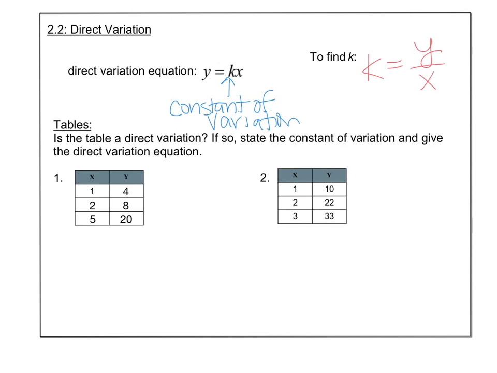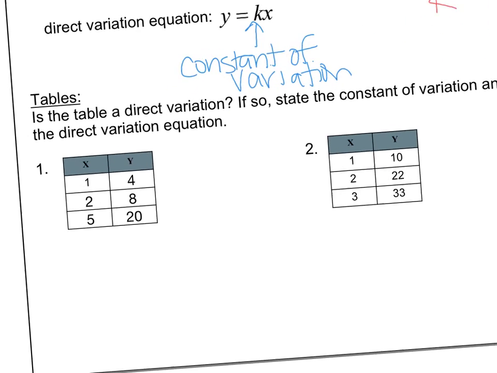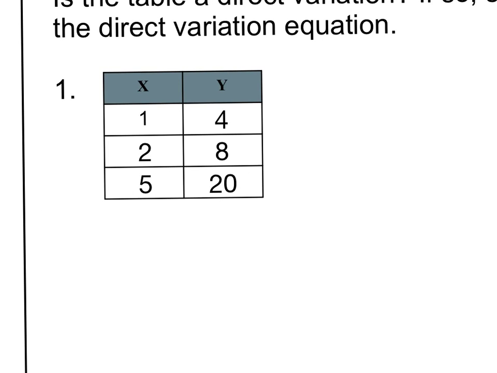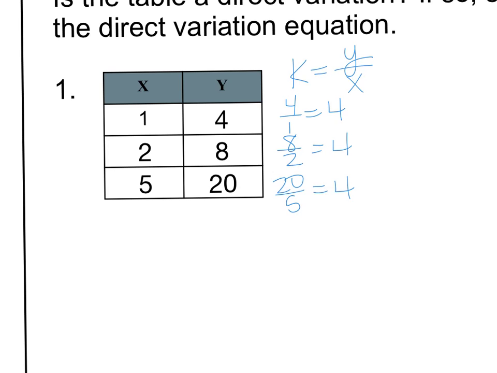So we're going to look at a couple different types of problems and try to decide if they're direct variation or not. The first one is looking at a table. When I look at a table, like this first table here, the first thing you need to do is find k for each of the ordered pairs. To find k, we said we have to do y divided by x. So I'm going to do 4 divided by 1, I get 4. I'm going to do 8 divided by 2, I get 4, and 20 divided by 5, I get 4. Those are all the same. That means they're constant. So you now have a constant of variation. My constant of variation is the 4.